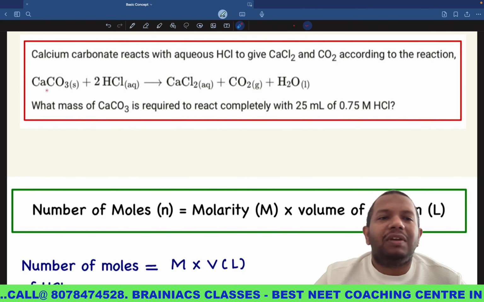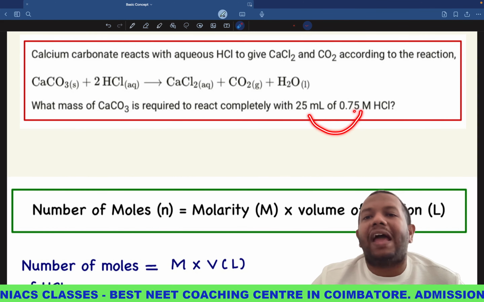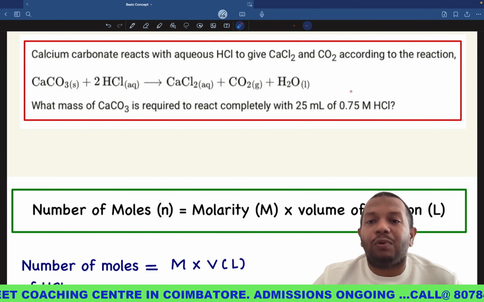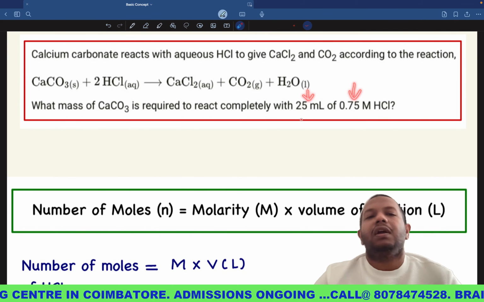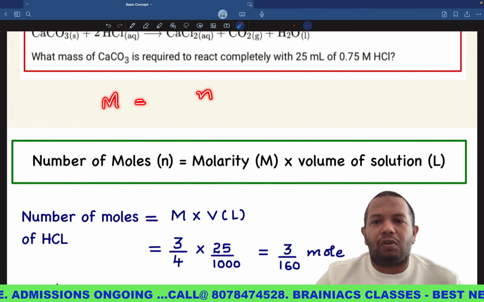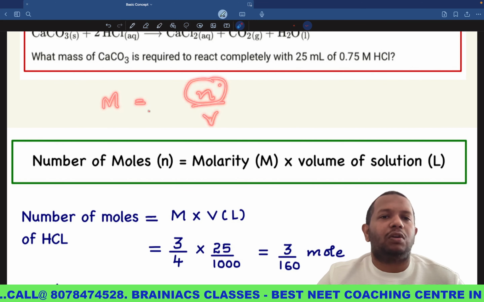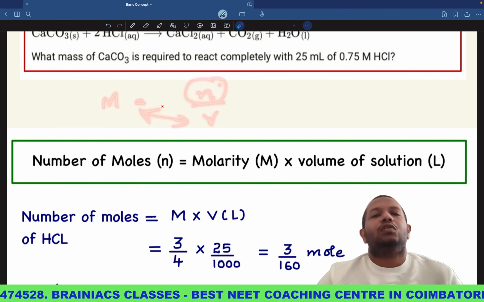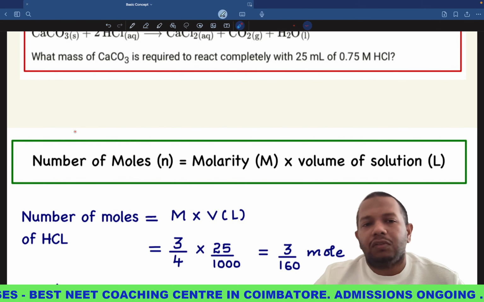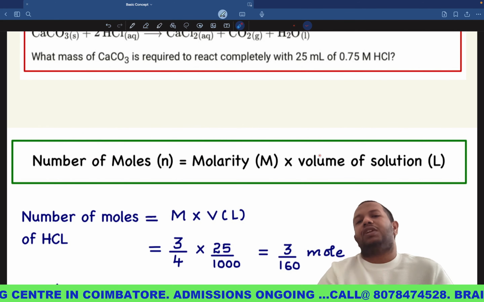Here they have given the calcium carbonate quantity as volume and molarity. Many students know the number of moles can be found even if you are given molarity and volume, because molarity is number of moles divided by volume of the solution. So from this, number of moles is equal to molarity into volume. Please remember, this is another important equation to find the number of moles. So number of moles is equal to molarity into volume of the solution in liters.